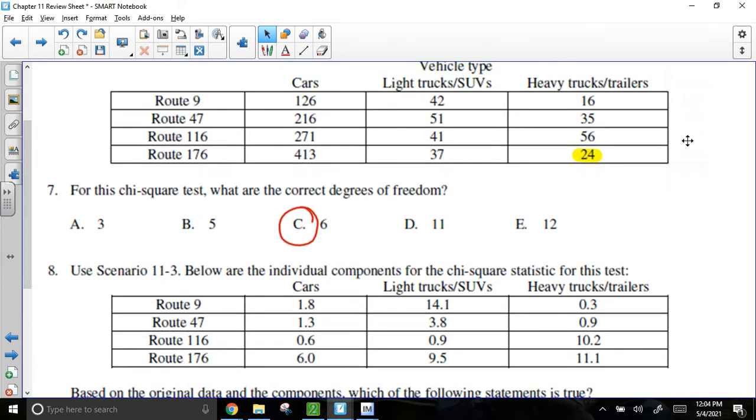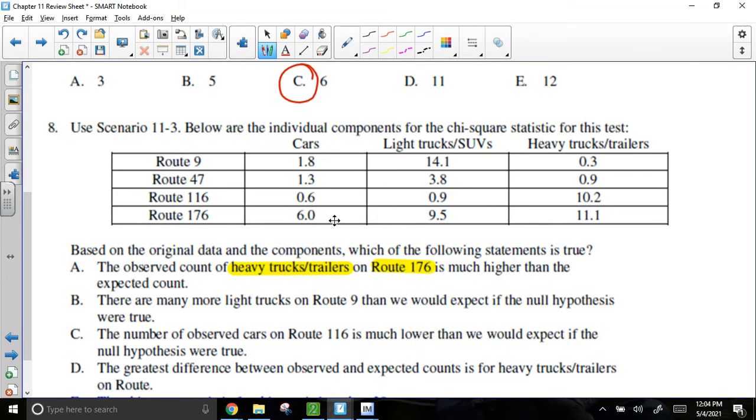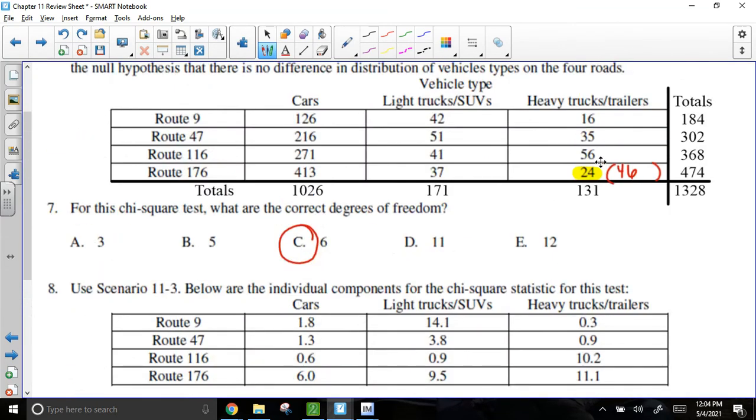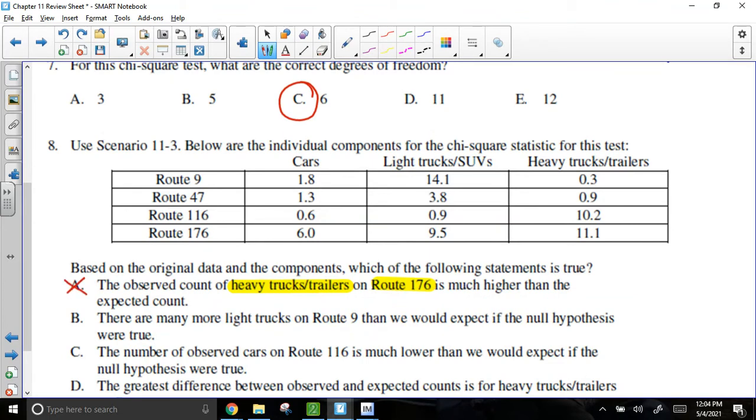So to figure out those expected counts, I figured out the totals already so that we didn't have to go through the process. To find the expected count, I'm going to do 474 times 131, and divide by 1328. By doing that, I get my expected count of 46. So what do you think? Down here it says the observed count is much higher than the expected count. Is the observed higher than the expected? No, it's the other way around. The observed is smaller than expected, which means A can't be the answer.